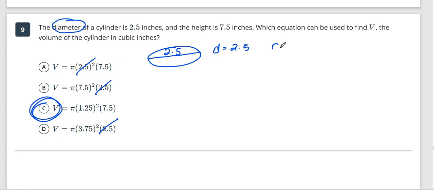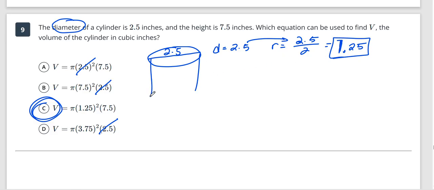Your radius is equal to this number divided by 2. And 1.25. Let me do the formula here. Okay, let me do the whole thing just so you can see where it comes from.